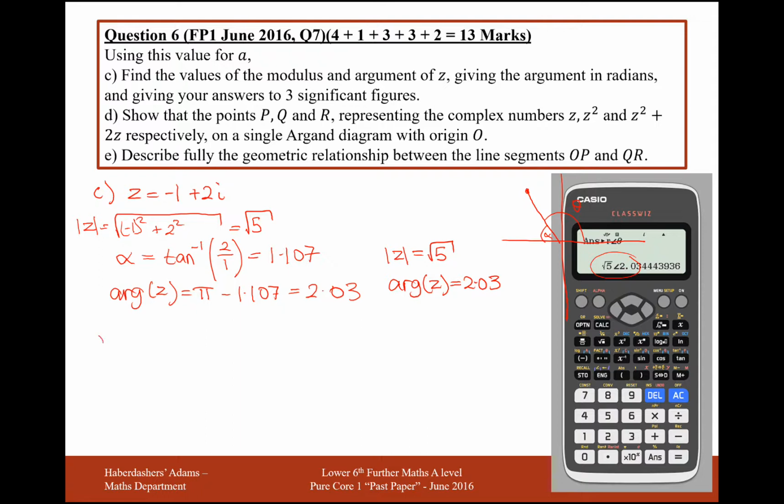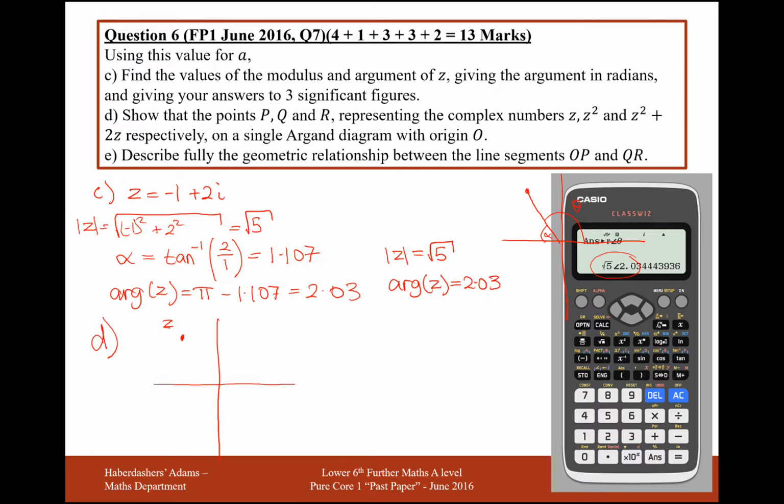Okay, the next question here is to represent all of these numbers on an Argand diagram. So let's start with z. We've already done that. That's up here. So this is z. I'll make sure I label all of them nicely.